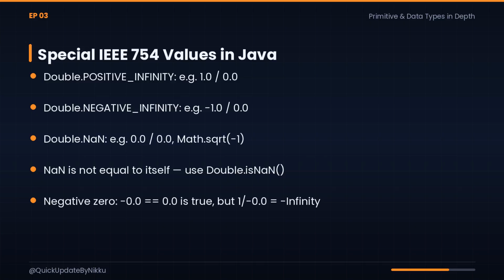Unlike integer division by 0 which throws an ArithmeticException, floating point division by 0 silently produces positive or negative infinity, and 0 divided by 0 produces NaN, not a number. These are not error states, they propagate through further arithmetic. The most dangerous property of NaN is that it is never equal to itself, so a naive equality check will always return false. Always use Double.isNaN or Double.isInfinite to guard against these values in production code.